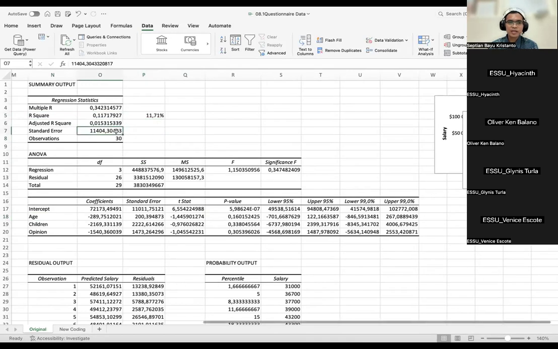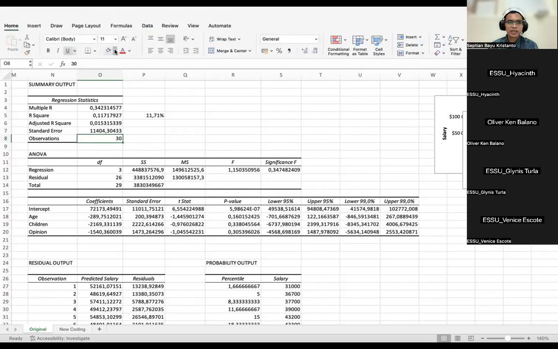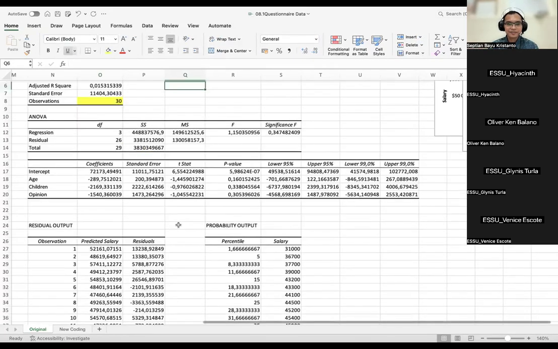This is the standard error. It means that there is a high error in our data because we only have 30 data points to predict here. This is the data that should be analyzed in our data analysis.